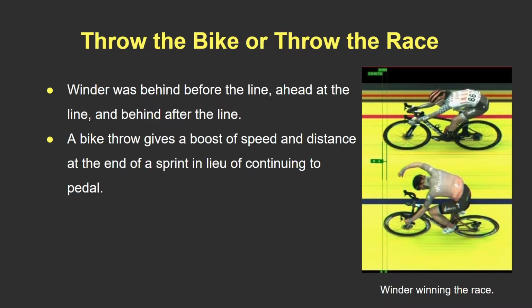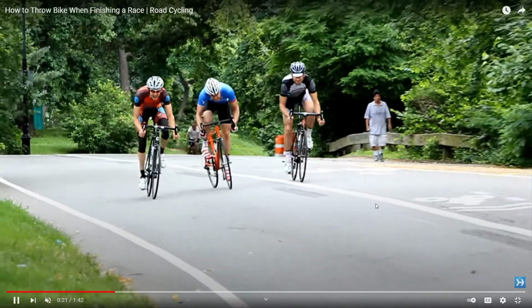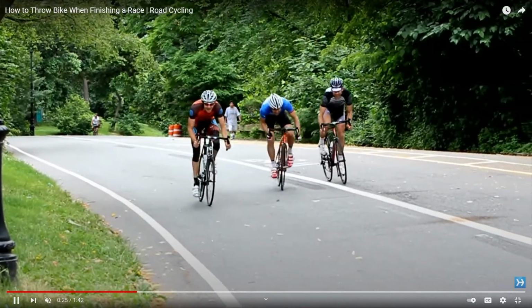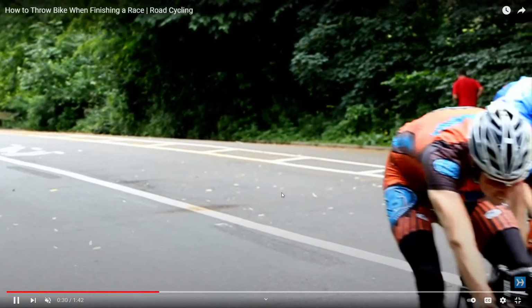Here's the overview of our problem. We have this photo finish from the race between Ruth Winder and Follering, and we see that Ruth Winder just narrowly wins by executing the bike throw. So really quickly, just to explain what a bike throw actually is, at the end of a race, competitors are sprinting at their maximum speed.